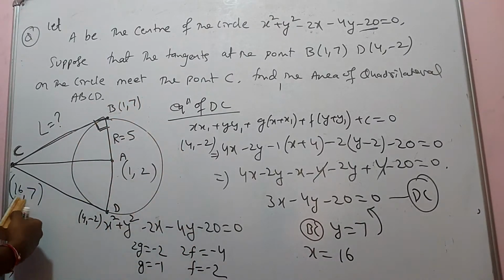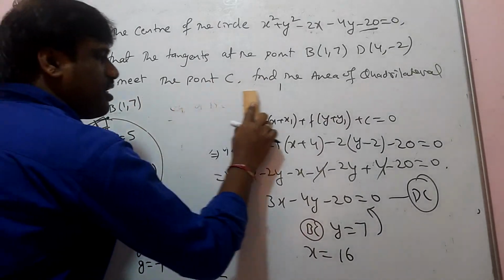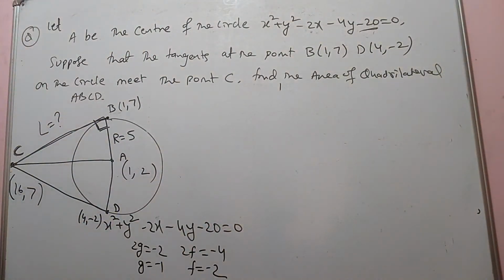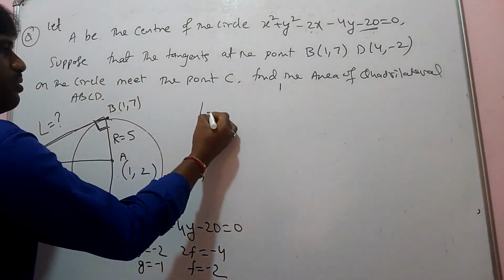Okay, x, 16 comma 7 you got. Now we can find the length of the tangent. Is it right? The length of the tangent formula. Can you tell me what is the length of the tangent? Now you can use that one.